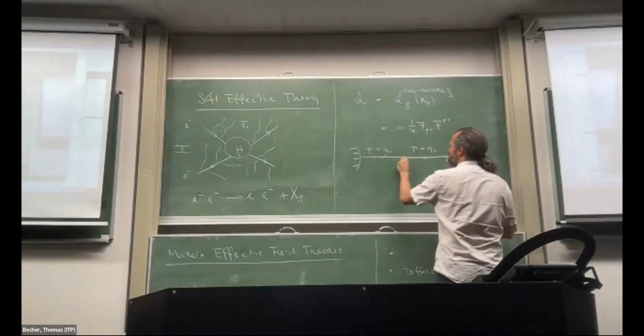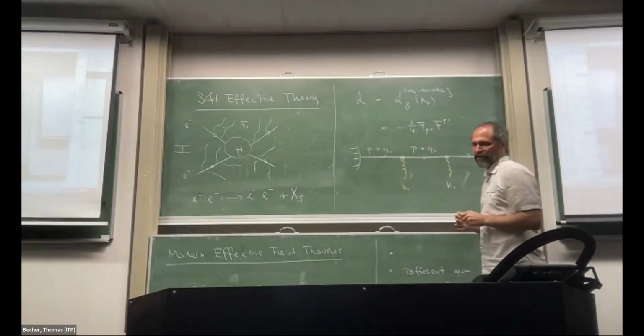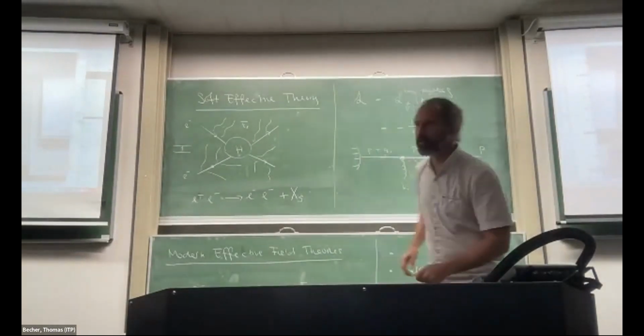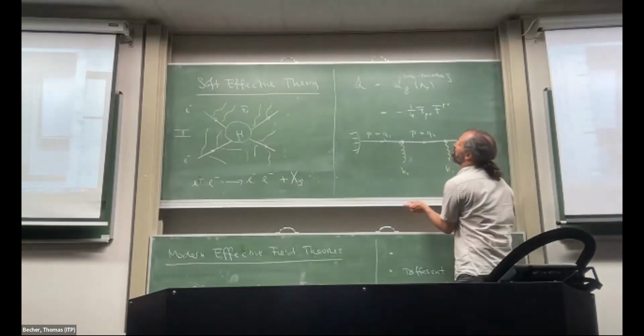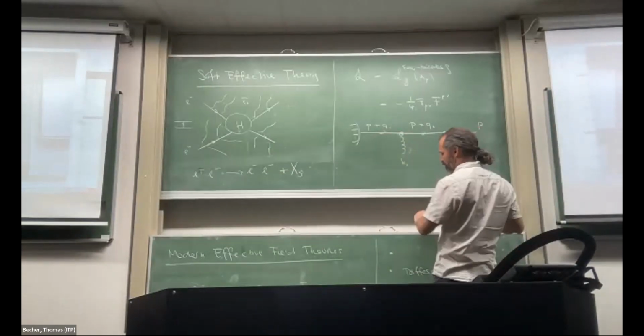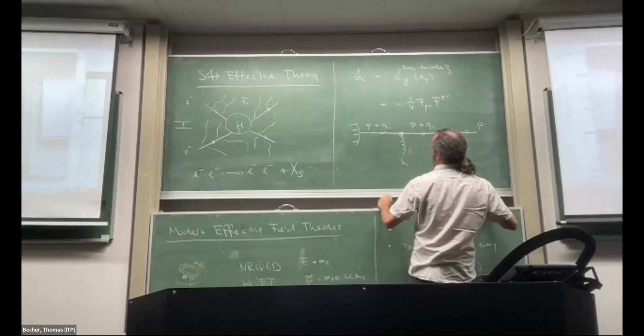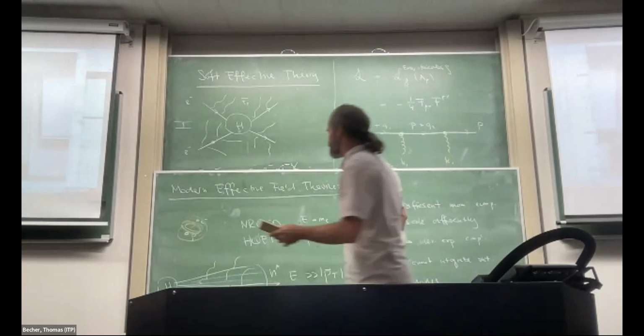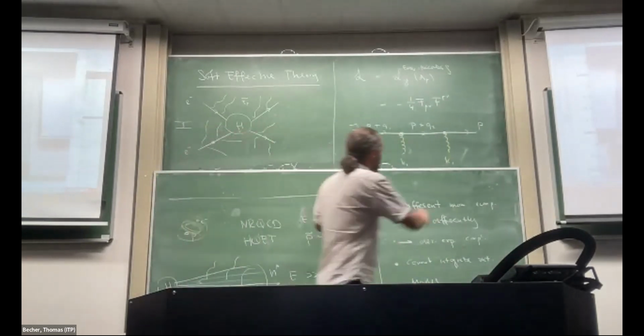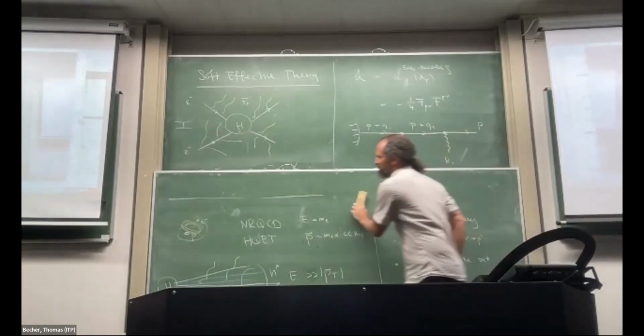So we have vertices here. The vertices that Matt has written yesterday and today. And then we have fermion propagators. And I will compute this diagram. And we're computing in the limit where all these photons are very soft.